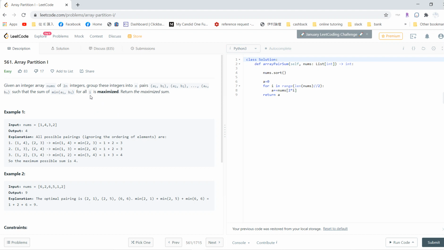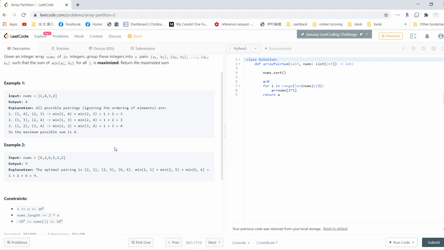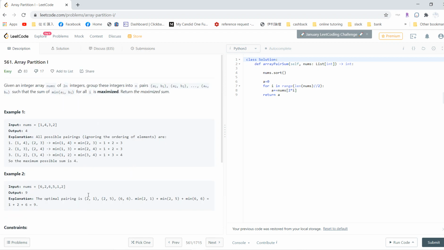If you think carefully, then this problem can be solved by divide and conquer, right? So let's say for example, 1 4 3 2. The answer is 1 2 3 4, right? Because the minimum of 1 2 is 1, the minimum of 3 4 is 3, so 1 plus 3 is 4. If you see at least two examples, then you can already guess the answer.